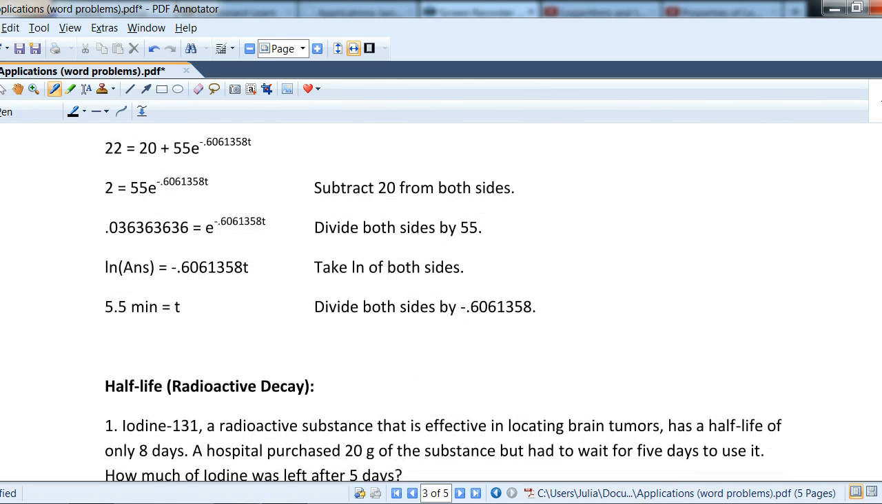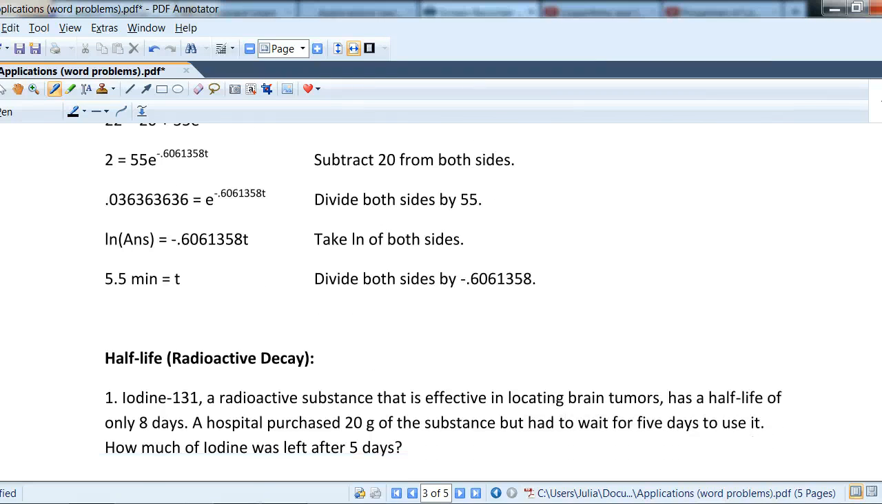Okay. Then we have a radioactive decay example. So again, that would use more of the standard model. Let's say iodine-131, a radioactive substance that is effective in locating brain tumors, which is good in medicine, has a half-life of only 8 days. So radioactive materials do have half-lives. A hospital purchased 20 grams of the substance but had to wait for 5 days to use it. How much of the iodine was left after 5 days?